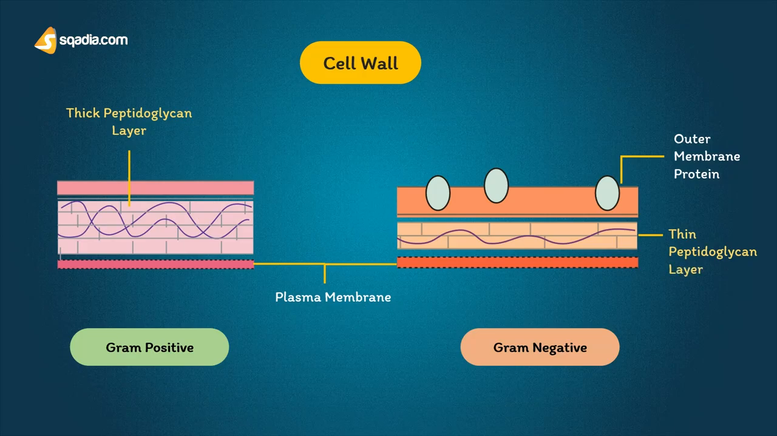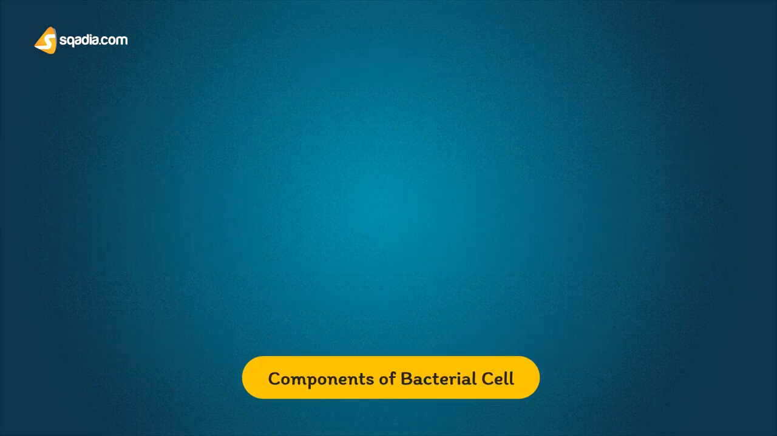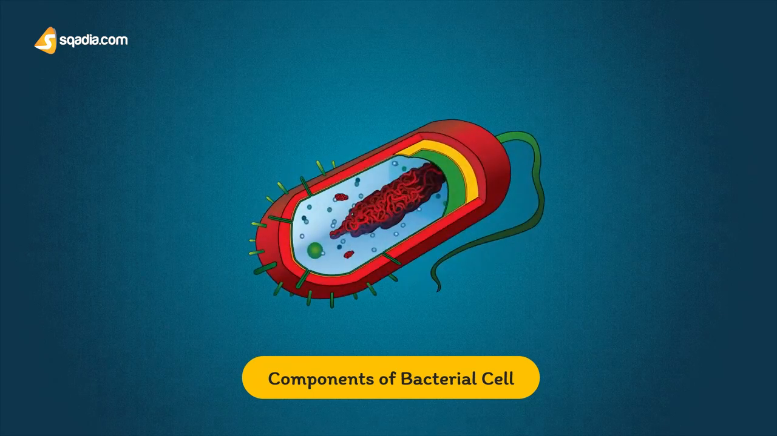The mycobacterial cell wall has a high proportion of lipid, including immunoreactive antigens. Bacterial cell shape can also be used in classification. Now we will discuss 6 components of a bacterial cell that are important for its classification, pathogenicity, and therapy.